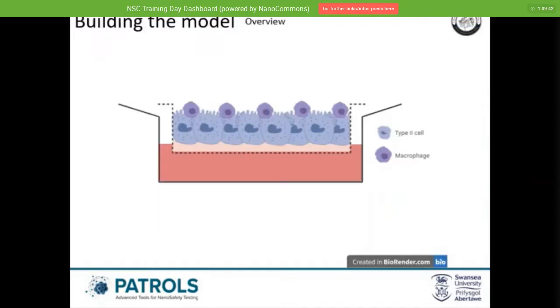So, building the model. This is a quick overview of what our end A549 and macrophage model looks like as a cartoon. So we have our A549 cells in the blue and our macrophages in the purple. And I note that all of our components are pre-warmed to our 37 degrees before we're using them. So this is one we made earlier, and this is what we're aiming for our model to look like.